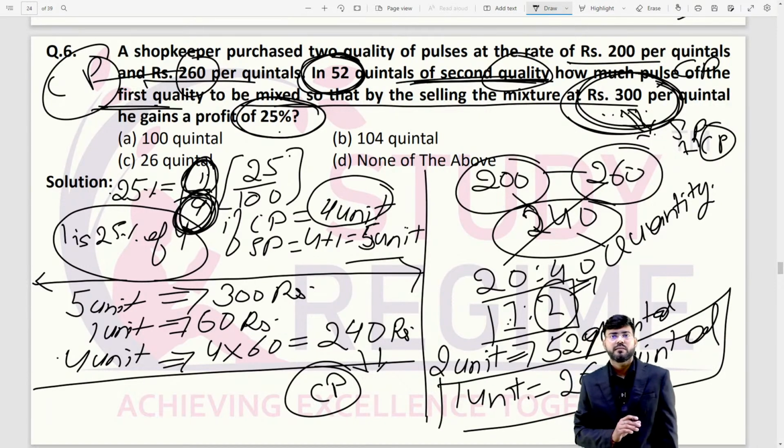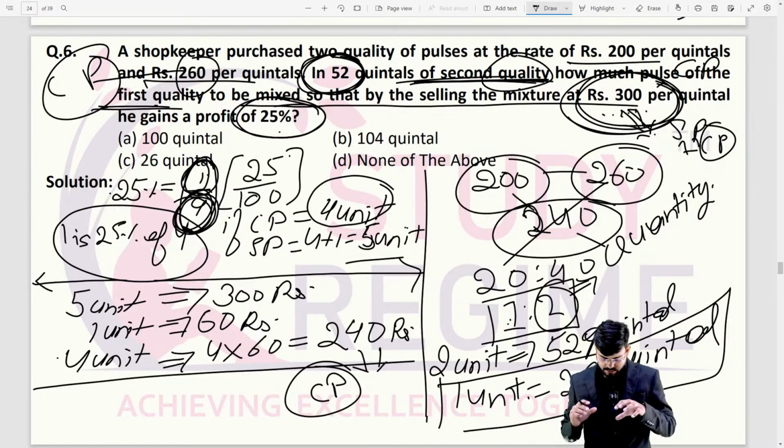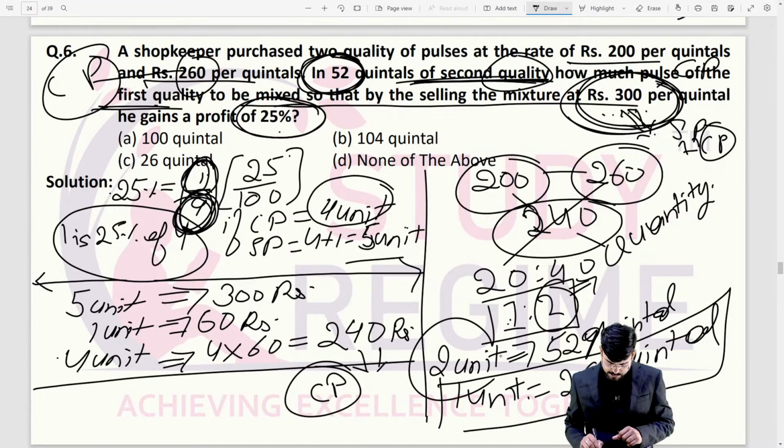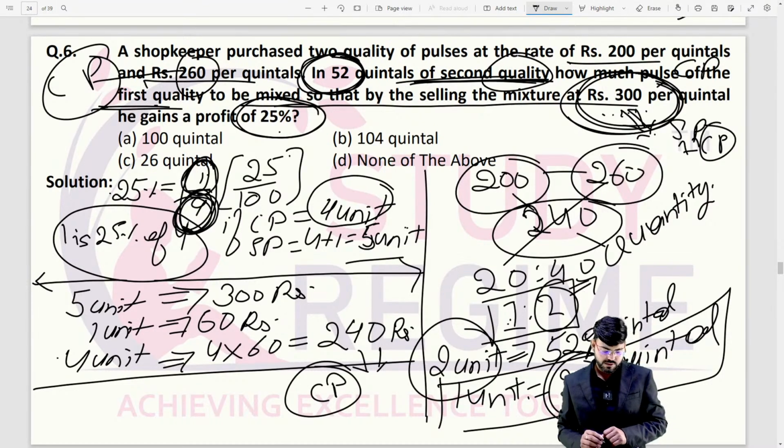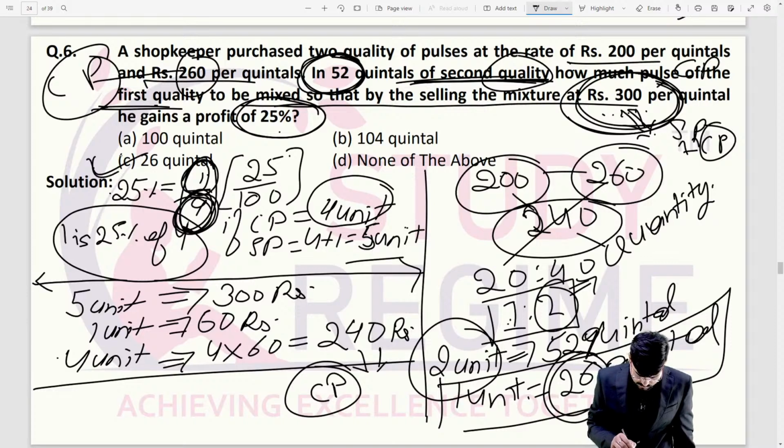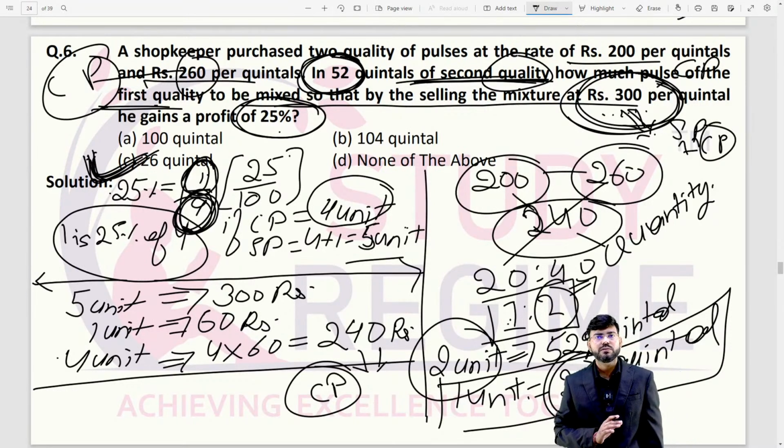Clear? That means the first quality of rice should be how much? 26 quintals. The second quality is already 52. So your answer will become what? C part. 6. Clear? Very easy question. We have just compared, we have done nothing. We have calculated the cost price, and the cost price is given in the question.